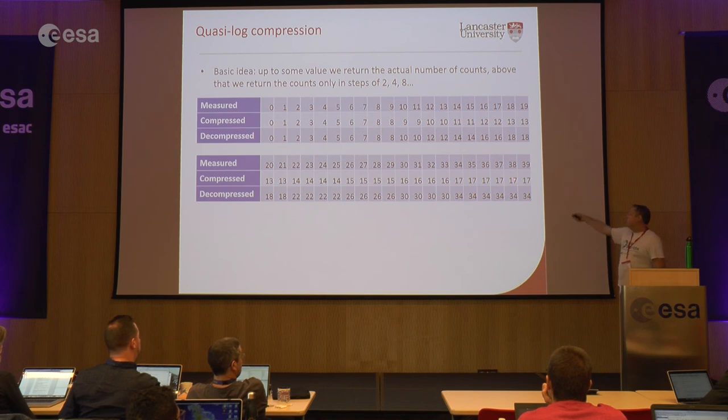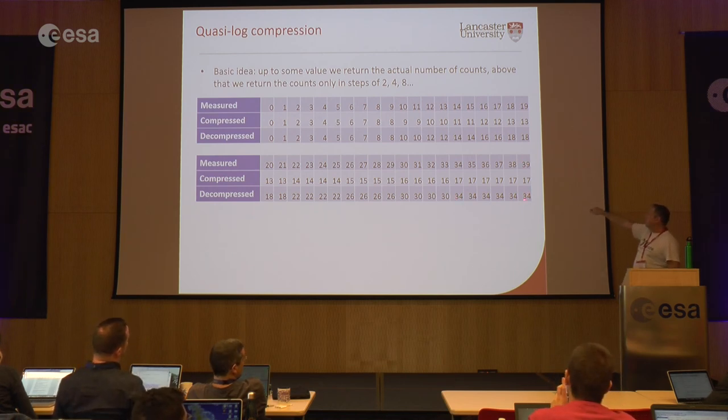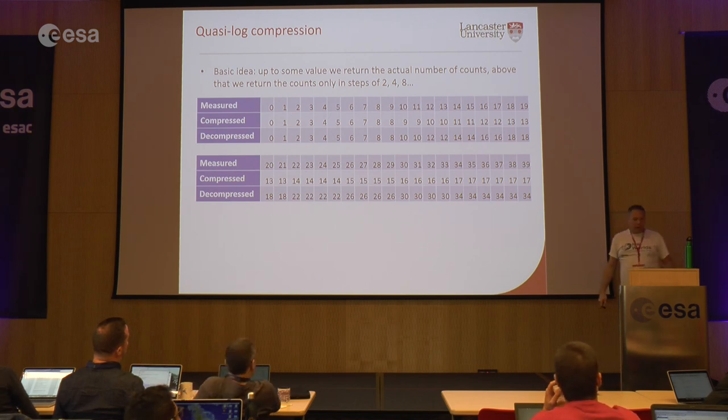The point of that is that this number takes up fewer bits than this number. But when you do the inverse operation, you only know that it could be 34. That's all you can get out of it. So that is exact: if I measure 34 with this scheme, I get 34 back when I do the inverse operation on the ground. But the inverse operation isn't exact. So if I measure 39 on the spacecraft, on the ground I still only have 34. So that's an error of 5 now. That's a systematic error of 5 counts. You can't get it back. You can't unpack that any further.